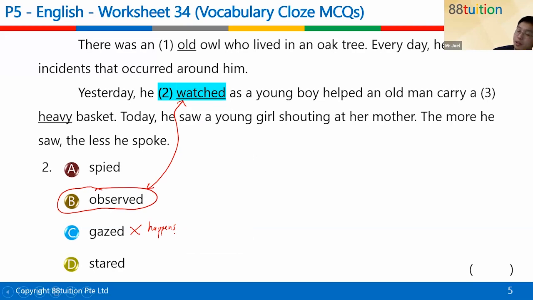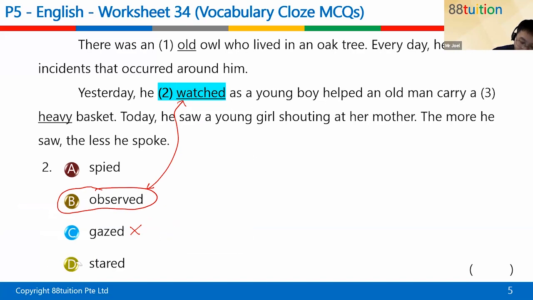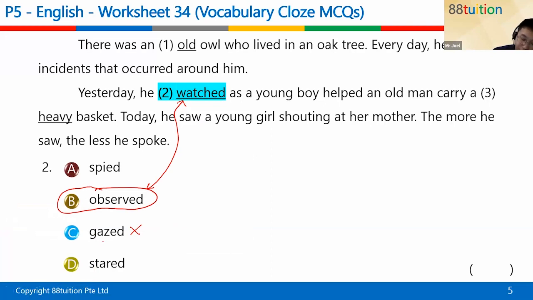Hold on, when you gaze at something, oh no, you can't say it happens too fast. Let me just erase this. Okay, but when you gaze at something, it's very similar to staring. All right, so when you gaze or you stare, you could be in a state where you are not thinking, or you are not paying attention.